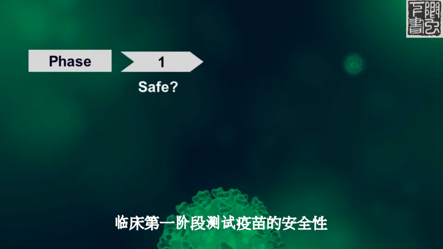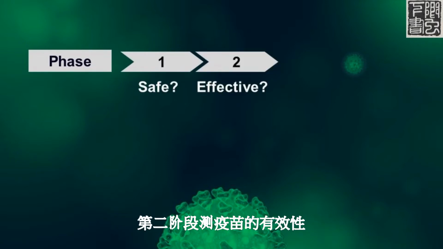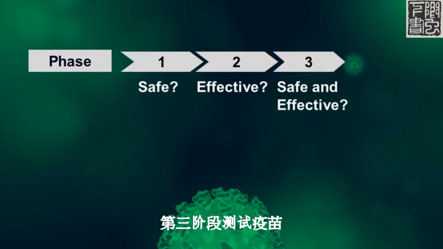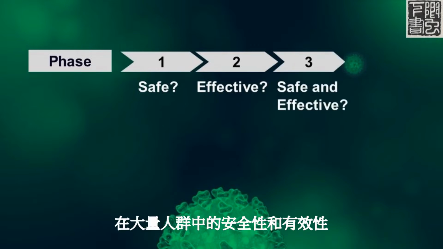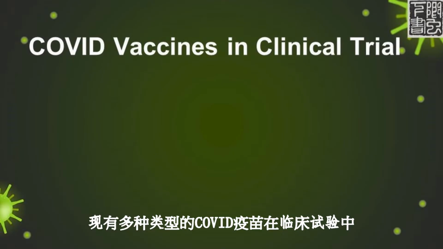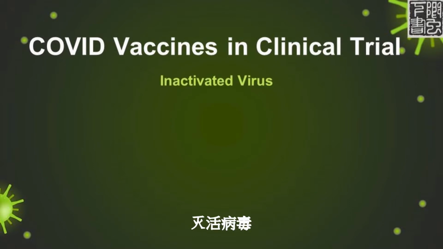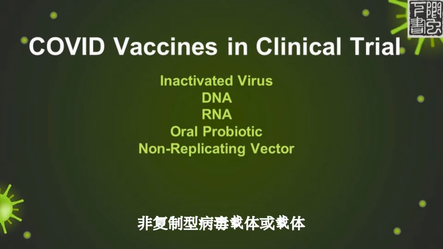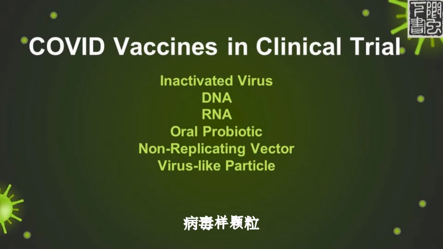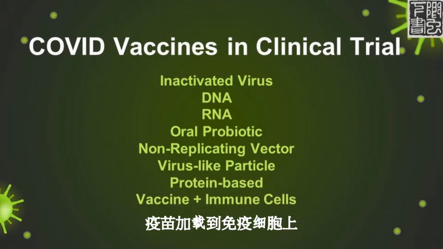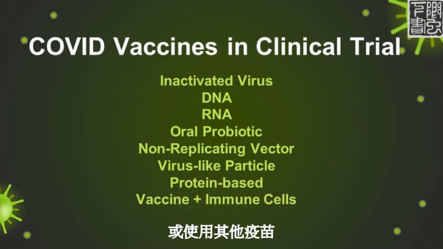Phase 1 tests the vaccine's safety. Phase 2 tests the vaccine's effectiveness in a small group of people. And Phase 3 tests the vaccine's safety and effectiveness in a large population. There are many different types of vaccines in clinical trial for COVID. Inactivated virus, DNA vaccine, RNA vaccine, oral probiotic, non-replicating viral carriers or vectors, virus-like particles, protein-based vaccines, loading the vaccine onto immune cells first, or repurposing other vaccines.